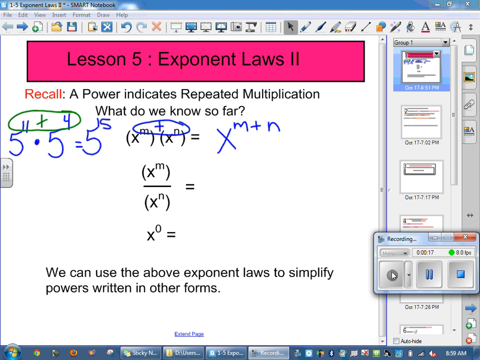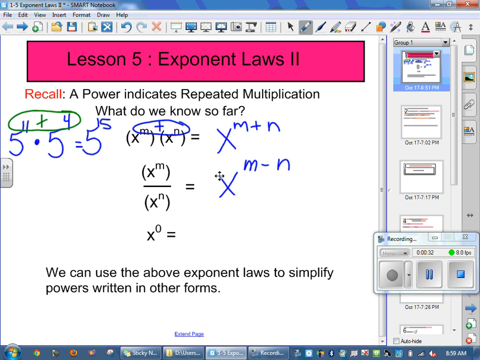Okay, subtract the exponents. Because I'm doing what? What does the fraction line mean? Division, good. So as long as I'm dividing, and I've got the same bases, I can subtract exponents. So that's going to give me x to the m subtract n.